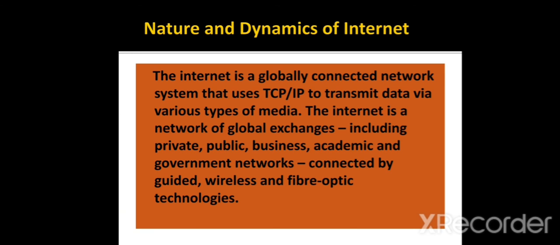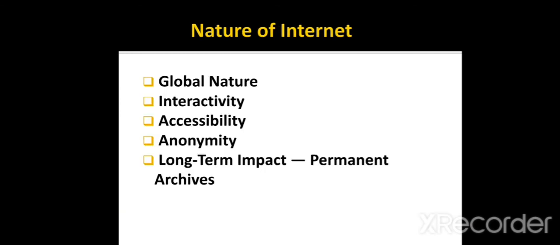Now, let's see the nature of internet in brief. Nature of internet comprises of these following points. Let's see them one by one. First one is global nature. Now we know internet is actually global in its nature.